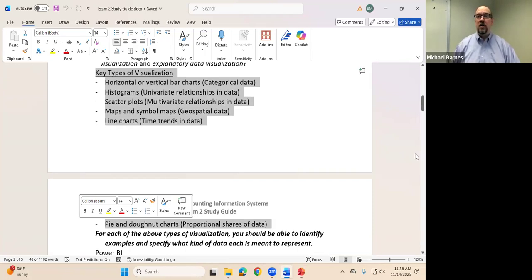In all likelihood, I will not ask you to list those out. I'm not going to ask you to define each one, but I would expect you, if I say, here's an example of categorical data, to be able to identify the best approach for this would be a bar chart, okay? So please make sure you're familiar with that. That's definitely going to be on the exam, so you need to be prepared to answer that.